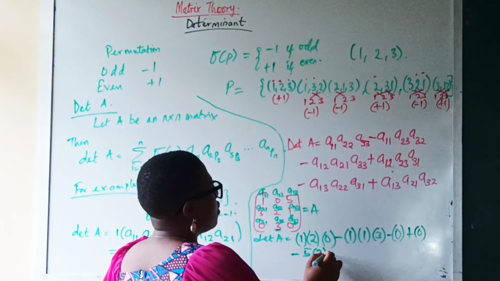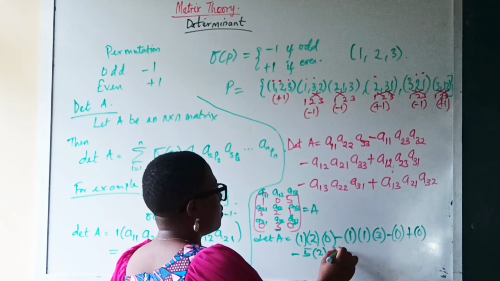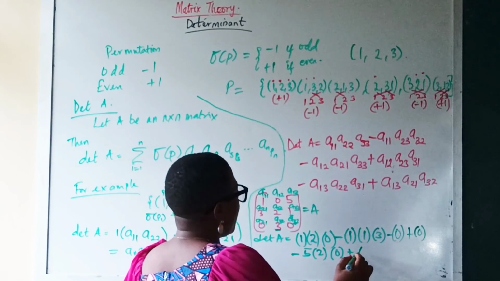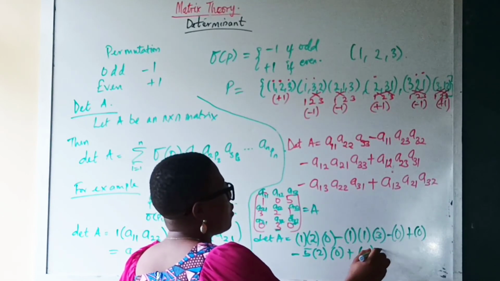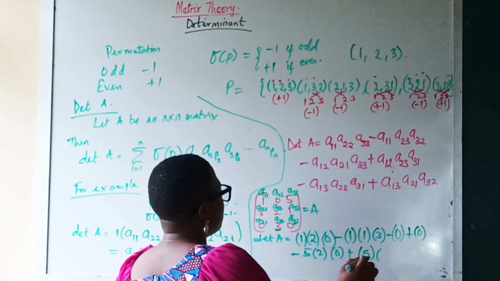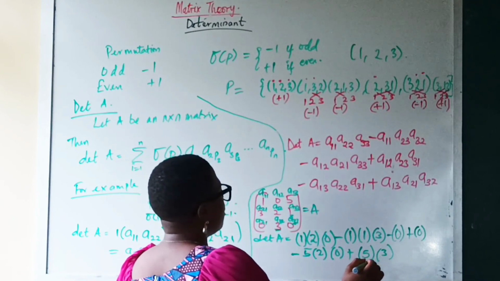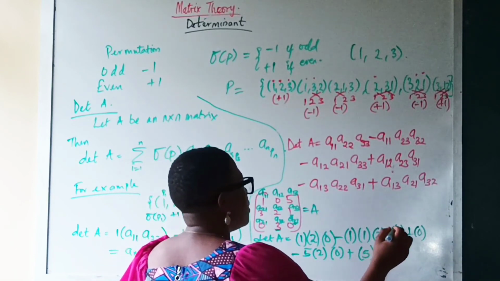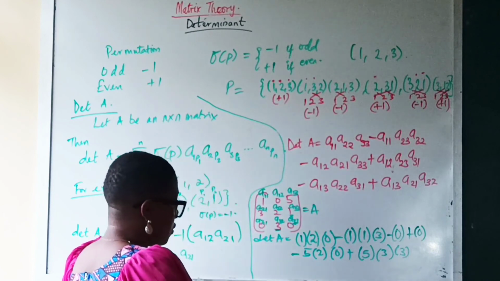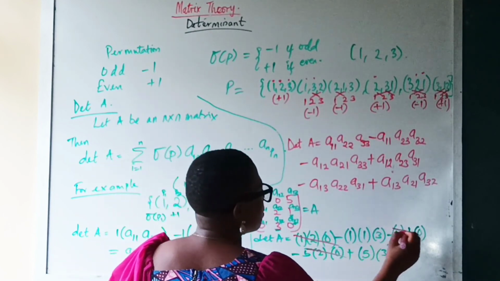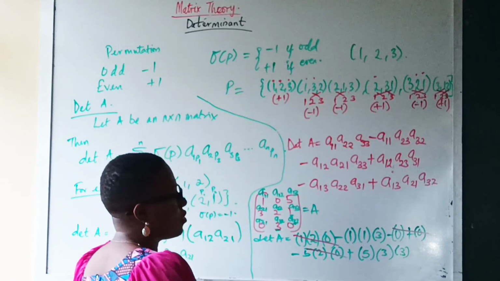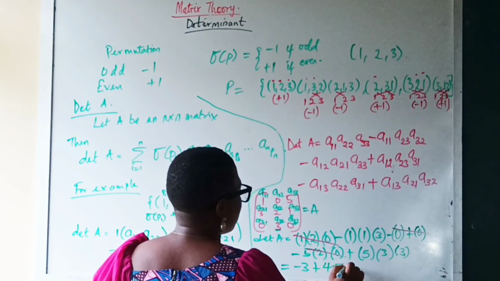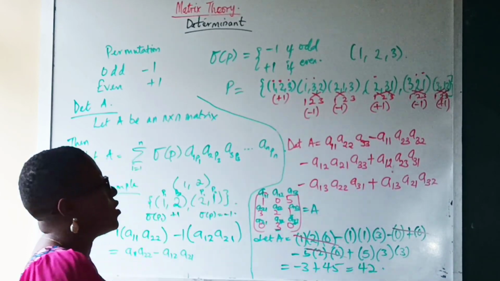A22, 2, A31, 0, plus A13, 5, A21, 3, A32, 3. And that's alright? So the zero terms, I don't need them. I'm going to cancel them out so that I can see clearly. And then I have minus 3 plus 15 times 3, 45. So 42. And that's the determinant of our matrix.